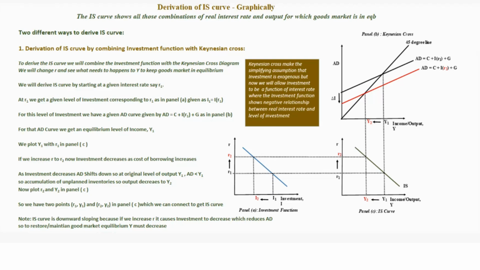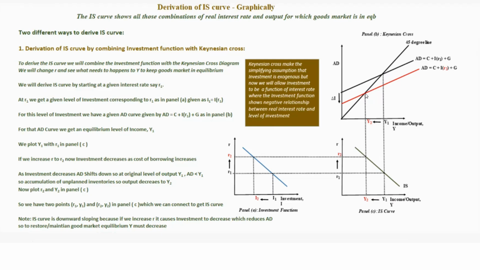Now, what we'll do is we'll increase the real interest rate, and as panel A shows, that will cause investment to go down to I2. So, as investment goes down in panel B, we can see the aggregate demand curve shifts downwards. So, now at the original level of output Y1, we have AD is greater than Y1. So we have an excess demand, which is represented as this. And as a result of this, we have unplanned inventory accumulation. So output will go down until we are at Y2. So now we have another point, Y2, R2, which we plot in panel C as well.